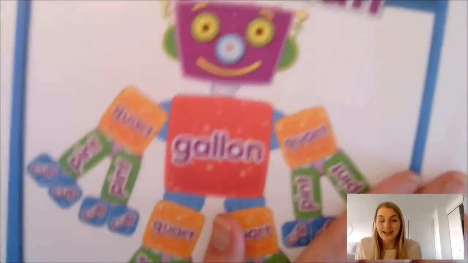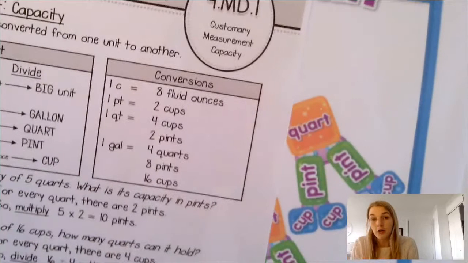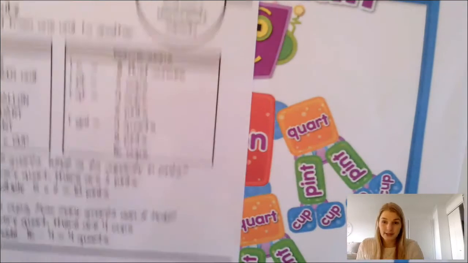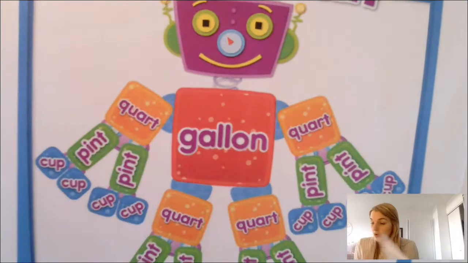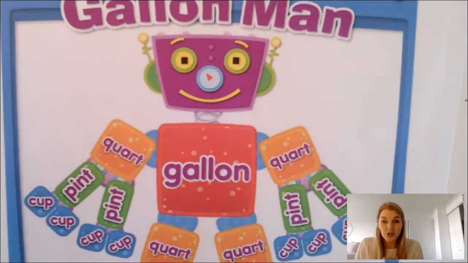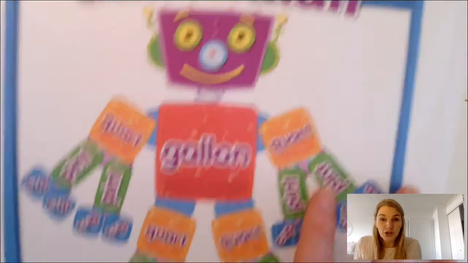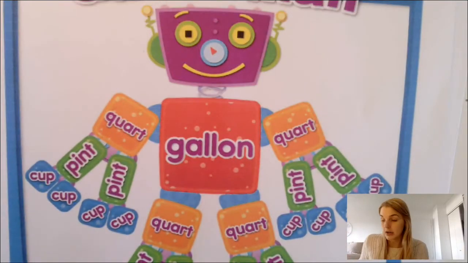But this, once again, is a great thing to memorize because you're not going to have a conversion sheet on your tests like MAP testing or the ISEE. You're only going to have what's in your brain. So memorizing this gallon man is awesome because it's a great strategy to use and it's a little trick to help you.